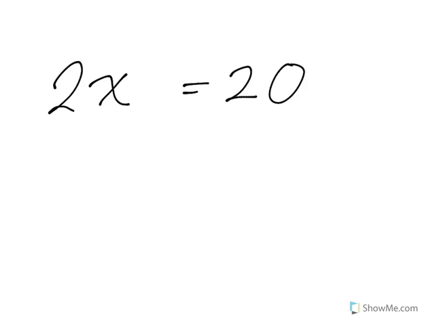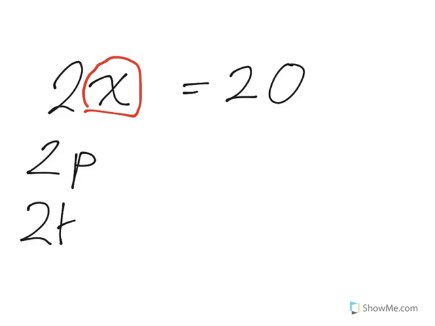So, we are going to do the inverse. Let's say 2x equals 20. 2 times x equals 20. And you know what we say the x is? We don't know what it is, okay? That's why it's an x. It could be a p, it could be a k, it could be any letter we want. The point is, we don't know what it is.